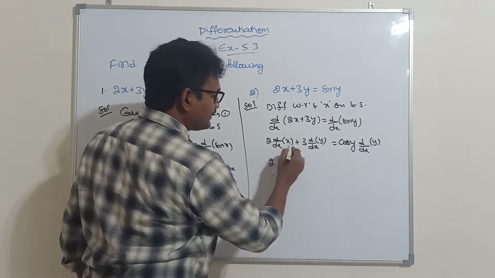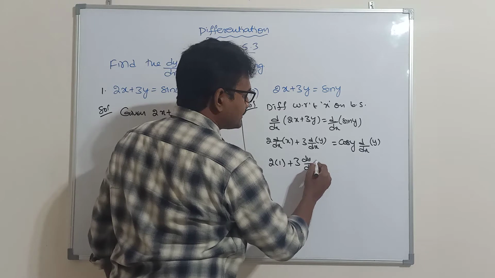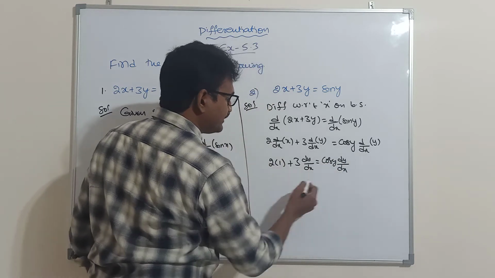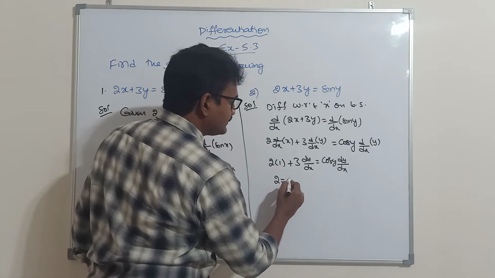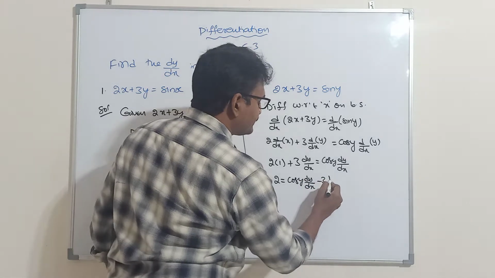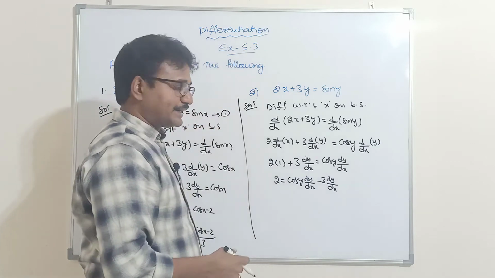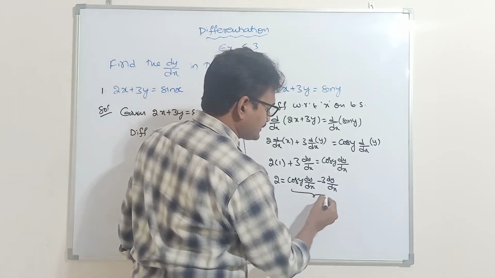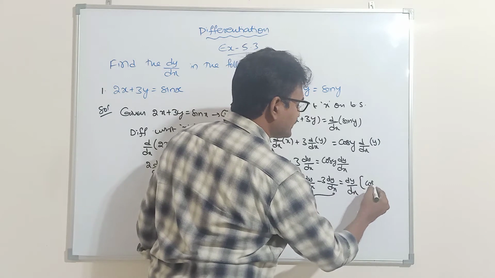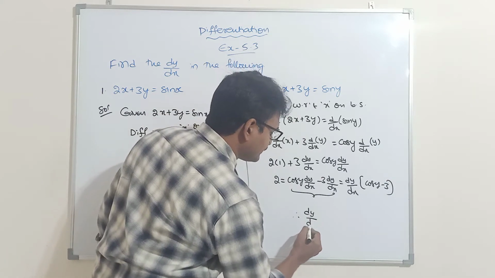So 2 into derivative of x, which is 1, plus 3 into dy by dx is equal to cos y into dy by dx. Send dy by dx to the right hand side: cos y into dy by dx minus 3 into dy by dx. In these two terms dy by dx is common. Take dy by dx common, then you will get cos y minus 3. Therefore, dy by dx is equal to how much?